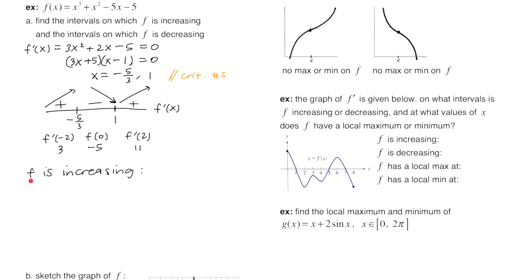So the graph of f is increasing where f prime is positive. So you can see f prime is positive from negative infinity up to negative 5/3. And f prime is also positive from 1 to infinity. F is decreasing from negative 5/3 to positive 1. So I just wrote the interval out as negative 5/3 to positive 1. And again, that's because that's where f prime is negative.